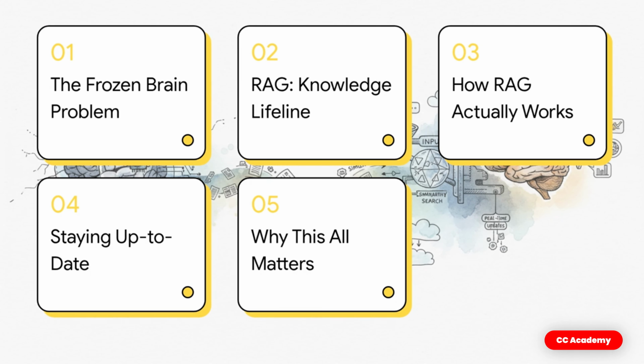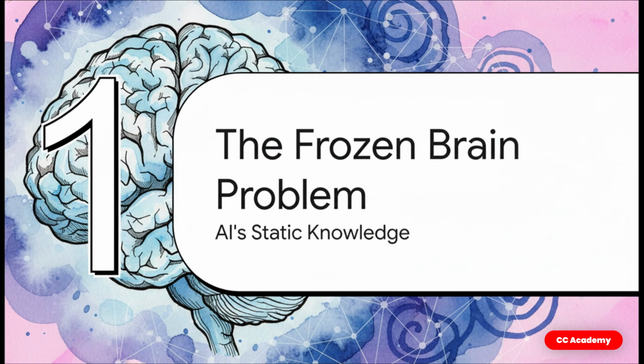So how are we going to break this down? First, we're going to look at what's wrong with today's AI, this thing we're calling the frozen brain problem. Then we'll introduce the solution, RAG, which is kind of like a knowledge lifeline. After that, we'll pop the hood and see how it actually works, step by step. We'll also see how it keeps its information from getting stale, and finally, we'll talk about why this is such a huge deal. All right, let's dive right in.